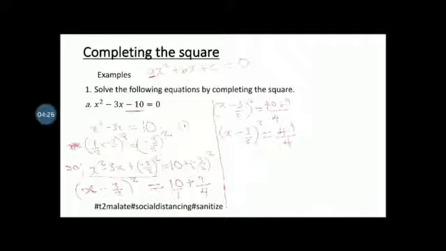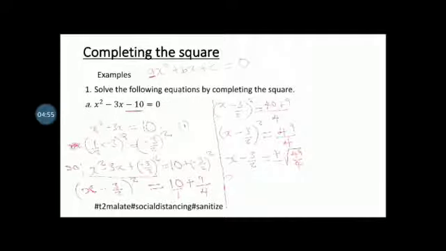What you want is to find x. So since what we have inside the brackets is squared, we take the square root on both sides. We're going to have x minus 3 over 2 is equal to the square root of 49 over 4. But don't forget to have plus or minus all the time just in front of the square root, because there are 2 possible answers here.